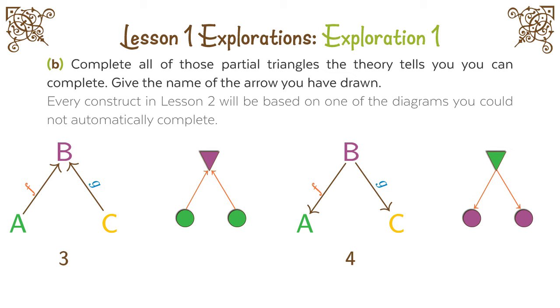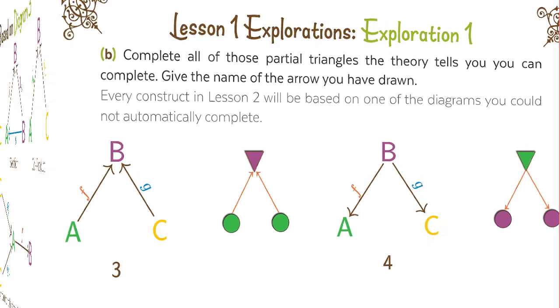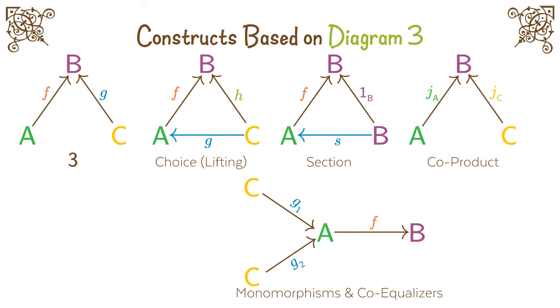So I mentioned that diagram 3 and 4 form the basis of everything that we will study in category theory. Let me illustrate this by showing you the concepts that we will study in lesson 2 and 3, and which diagrams they're based on. So first, the concepts that are based on diagram 3. The first one is the choice or lifting problem, and it asks, given arrows F and H with a common codomain, can we find a G such that the diagram commutes?